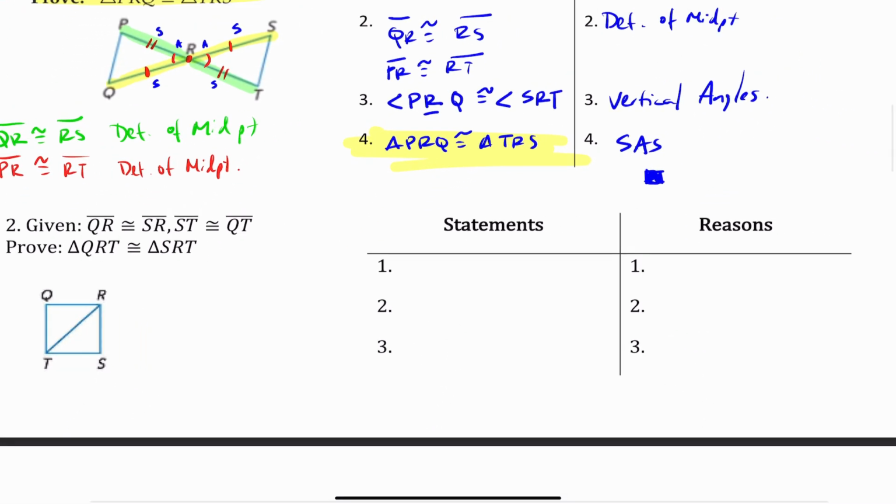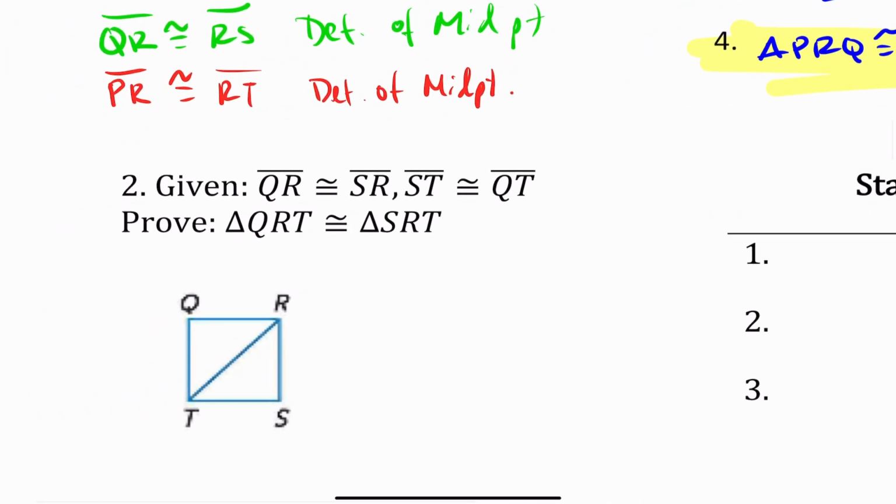Number 2, given that segment QR is congruent to segment SR and segment ST is congruent to segment QT, prove that the triangle QRT is congruent to triangle SRT. So QRT and then SRT. So what do we have to do? First things first, you're going to go ahead and look at your given, mark your picture.